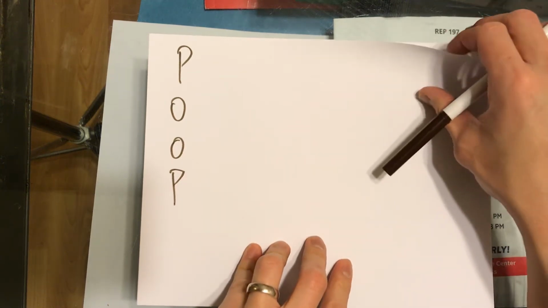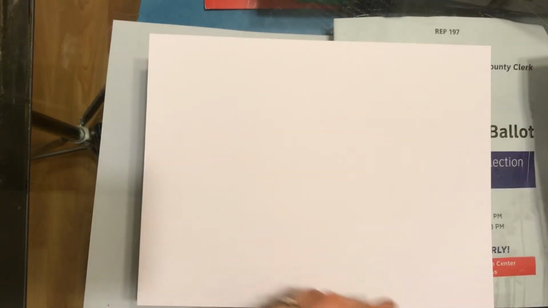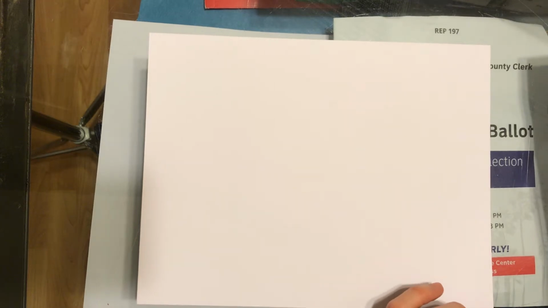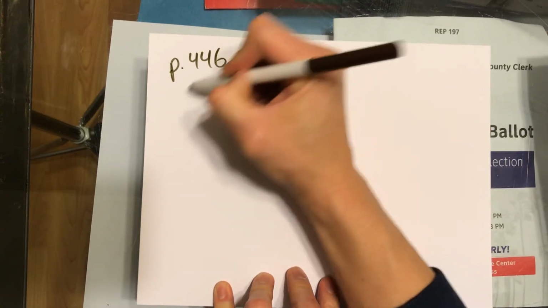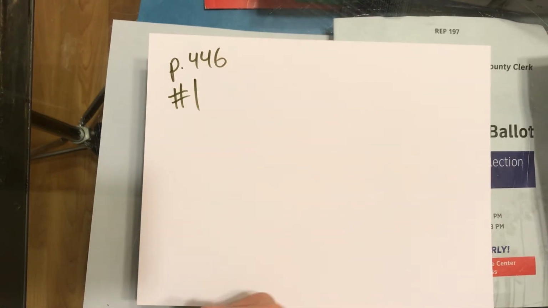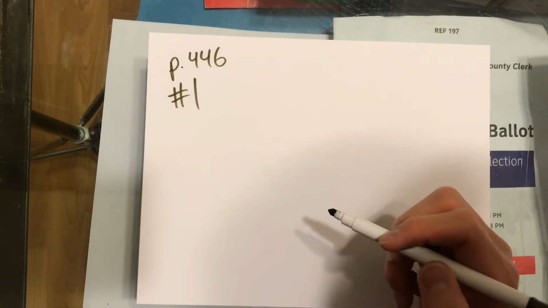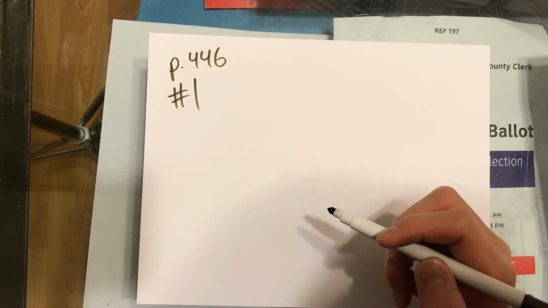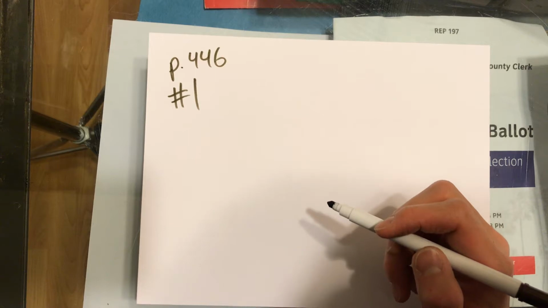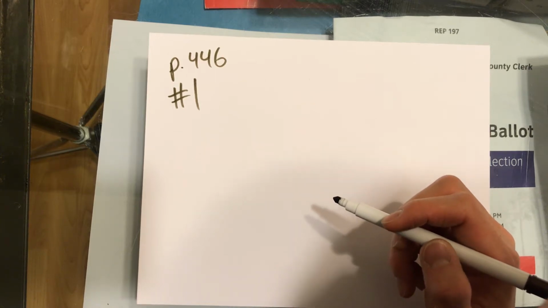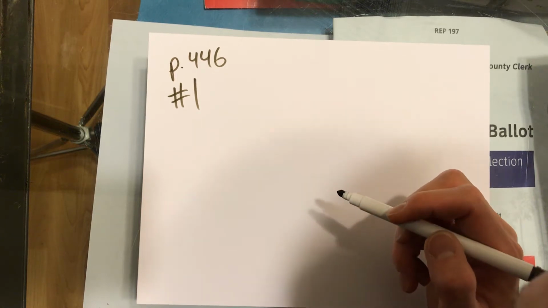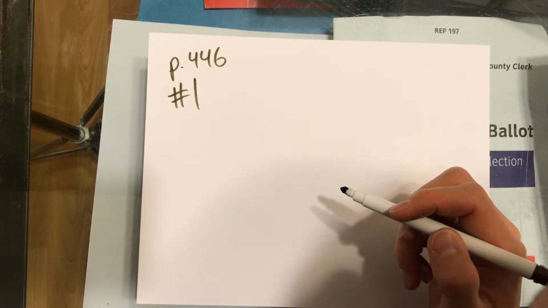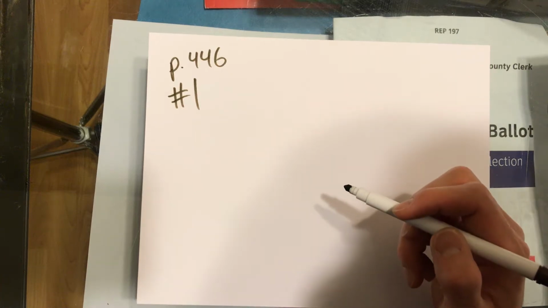All right, so I want to talk about one of our homework questions. Page 446. It's the very first question. Page 446, number 1. I'll read it to you. Go ahead and turn there, pause the video. A TV newsman reports the results of a poll of voters, and then says the margin of error is plus or minus 4%. Explain carefully what this means.